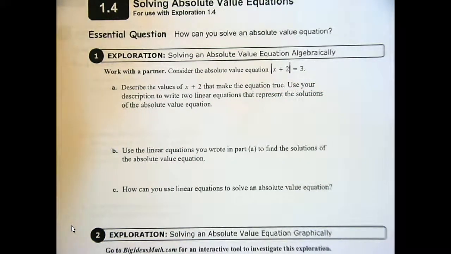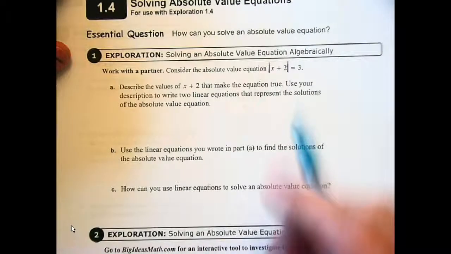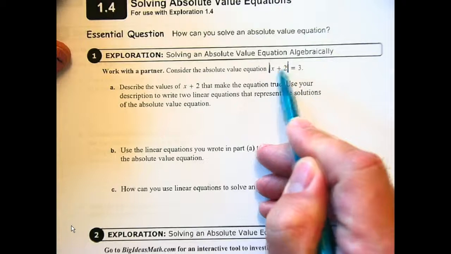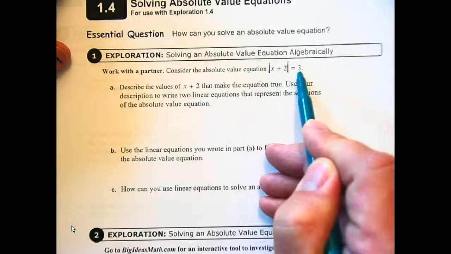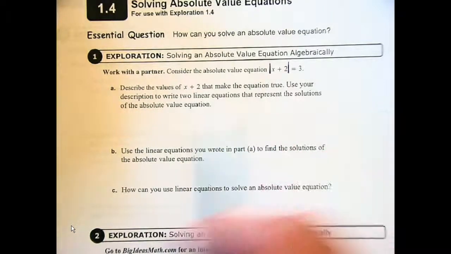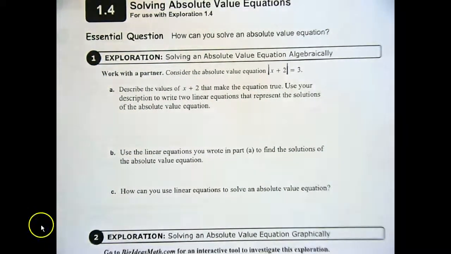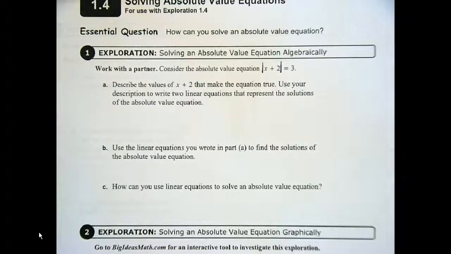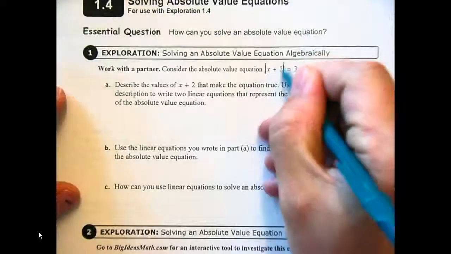So right now, I want you to just talk with your groupies. What values do you need in here for the absolute value of this to equal 3? What two values are 3 units from 0 on a number line? And what equations would you use to do that? Talk about it real quick. What values of x plus 2 make the equation true? Like, what do we need in here for this to be true?